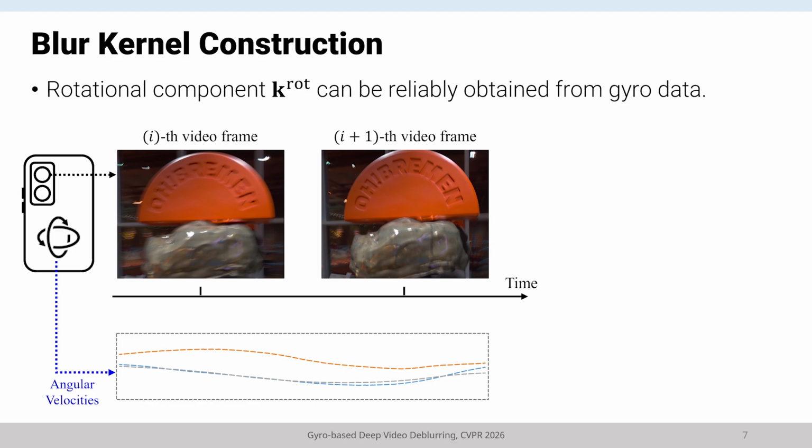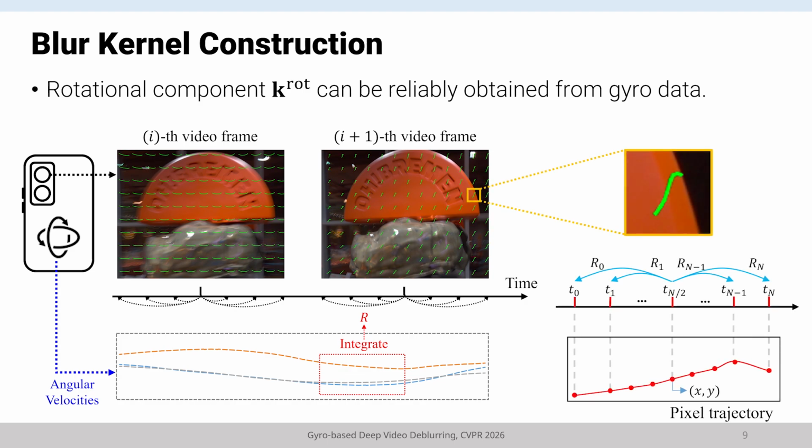Rotational motion can be estimated from gyro data. The gyro sensor measures the camera's angular velocity over time. By integrating the angular velocities, we can estimate rotation matrices during exposure. Using these rotation matrices, we can warp each pixel and obtain its motion trajectory. We use these trajectories as blur kernels.